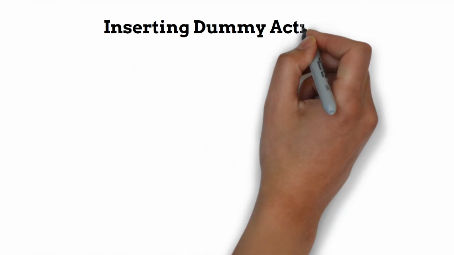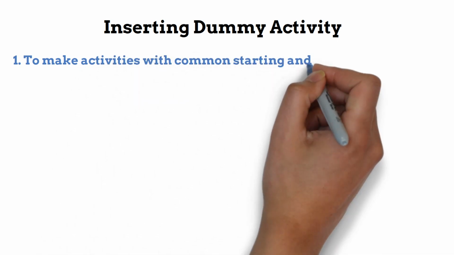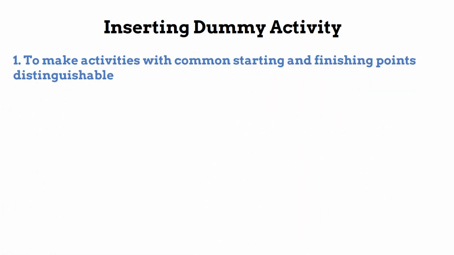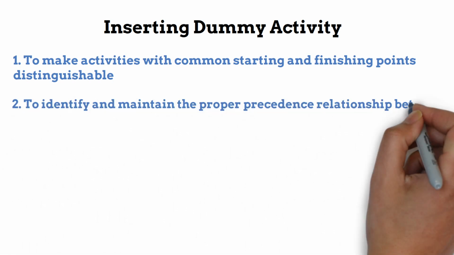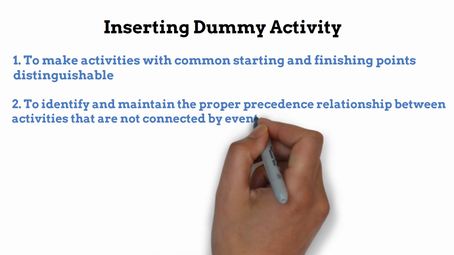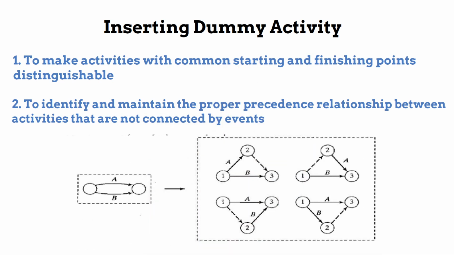Inserting dummy activity. The dummy activity is inserted in the network in two situations. 1. To make activities with common starting and finishing points distinguishable. 2. To identify and maintain the proper precedence relationship between activities that are not connected by events. For example, in this figure, activity A and activity B have the same tail and head events, which is against a rule of drawing a network diagram. So, we need to insert a dummy activity.